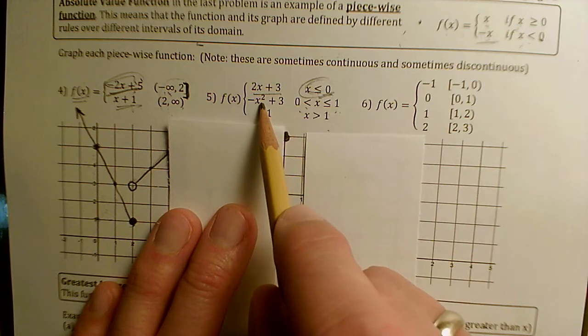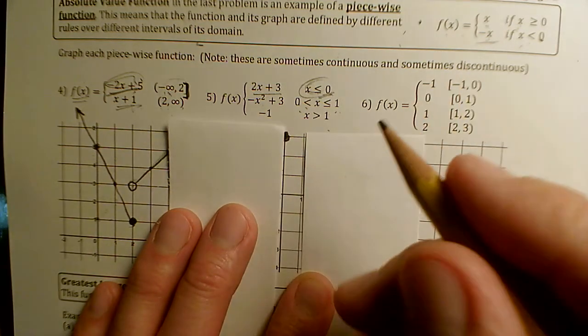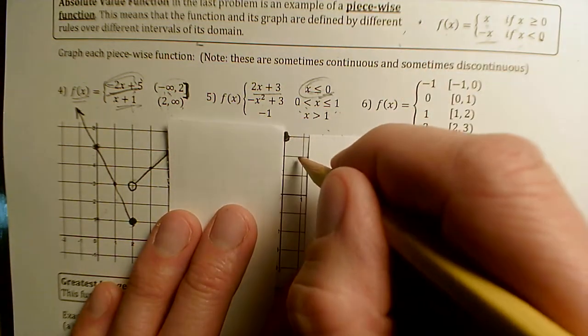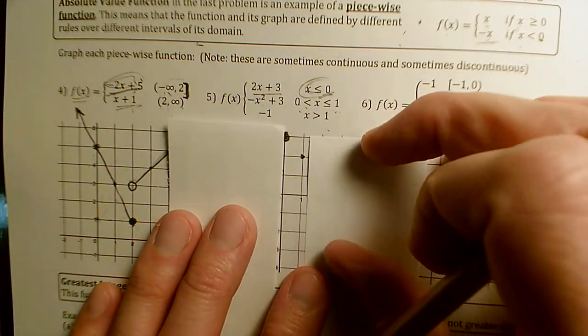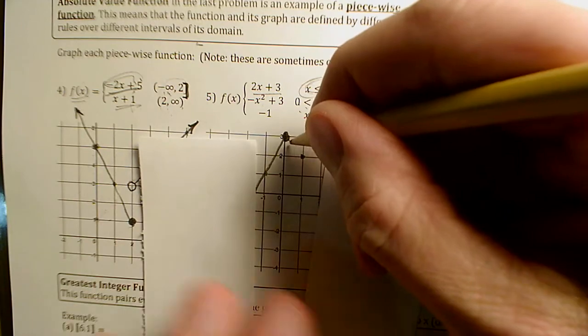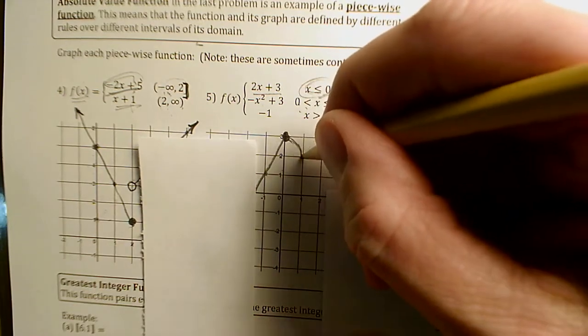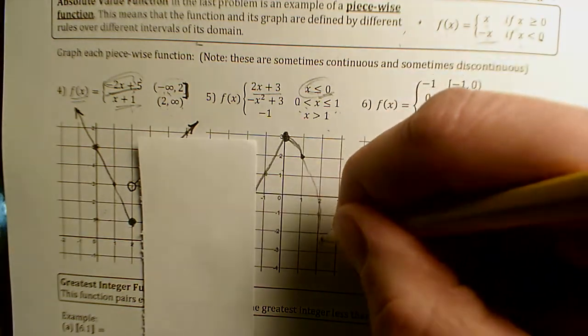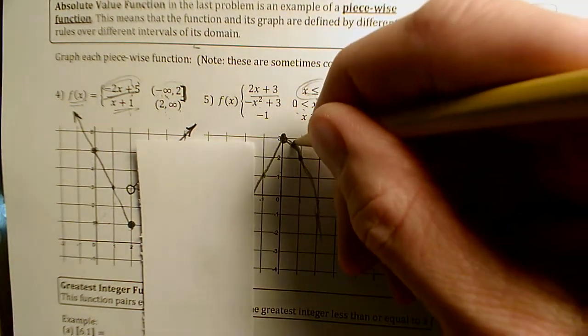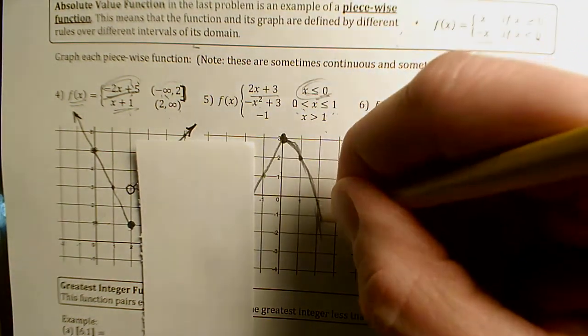1 squared is 1, so that's going to be at 3 minus 1, so 2. So something like that. And so this would be, if we kept going, a parabola, right? And so we would probably put a point down here. So this would be a parabola that would come down and do this, right?